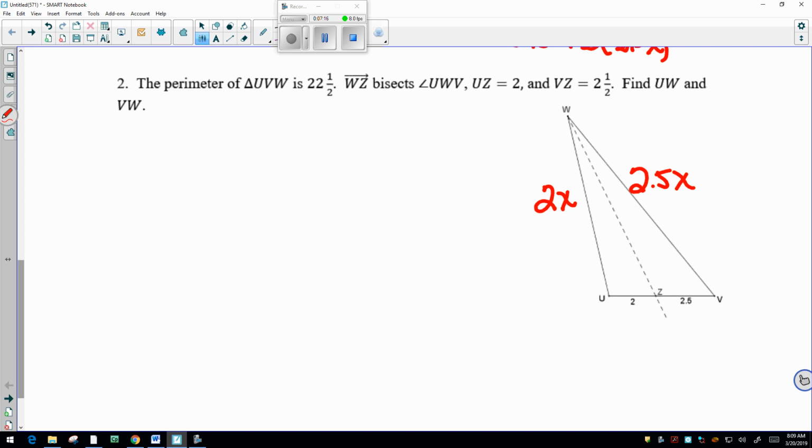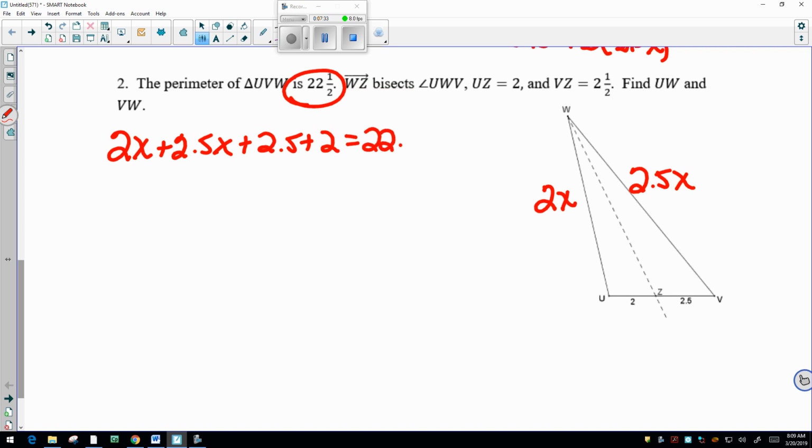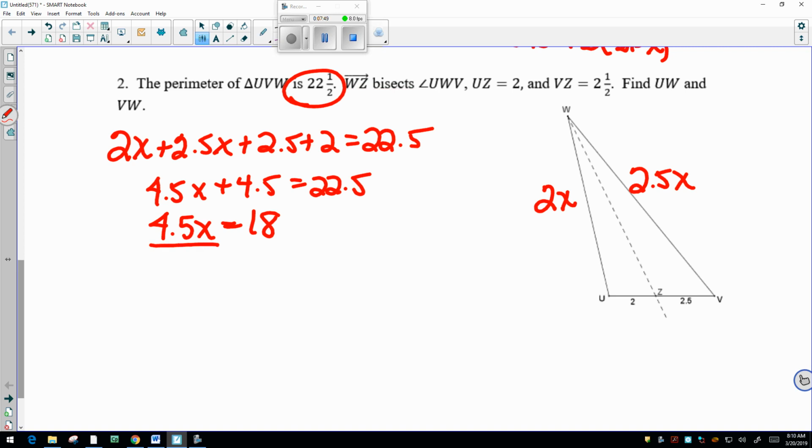Well, what that does is that gives me a value for all of my sides of my triangle, and if I know I have a perimeter, that gives me an equation I could set up. So if we were to add them, 2x plus 2.5x plus 2.5 plus 2, added all up, should equal 22 and a half. Okay, so if we solve, so I have 4.5x plus 4.5 is equal to 22.5. And subtract over my 4.5, that's going to leave me with 18. And if I divide through by 4.5, now I'm going to have a total of 4.